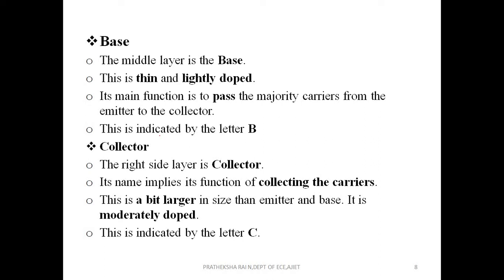Next is the collector. The rightmost layer is the collector. Its name simply implies that its function is to collect the carriers. Whatever is emitted by the emitter, electrons or holes, should be collected by the collector. It is a bit larger in size compared to emitter and base, and it is moderately doped. Emitter is heavily doped, base is lightly doped, collector is moderately doped and larger in size, and this is indicated by the letter C.